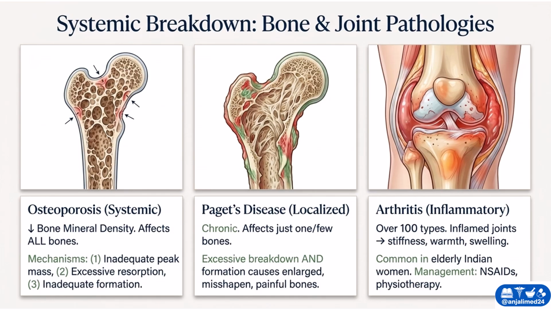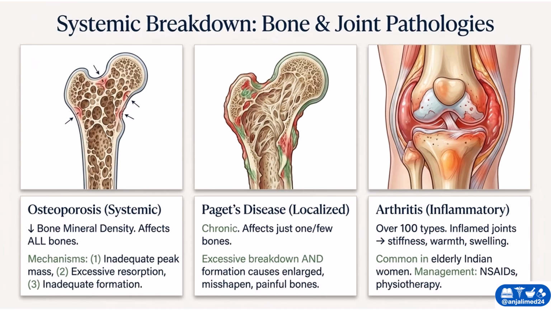Now let's look at arthritis. It refers to the inflammatory joint disease, and there are 100 different types. Inflamed joints commonly present with stiffness, warmth, pain, and swelling. It is especially common in elderly women. Management often includes NSAIDs, physiotherapy, and lifestyle modification.